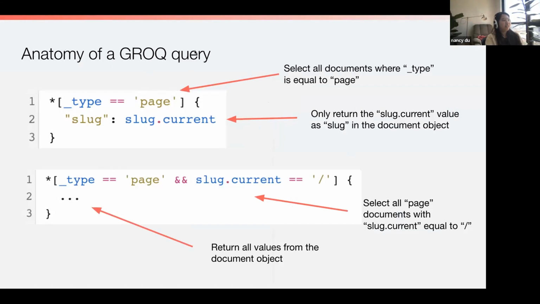Just taking a look at the anatomy of a GROQ query, what we have here is the syntax we're going to be using to select all of the documents. Within the square brackets here is how we're going to filter what kind of documents we want to select. Here, I just want to select all of the documents that have the page type. So that's all of the pages that we've created.